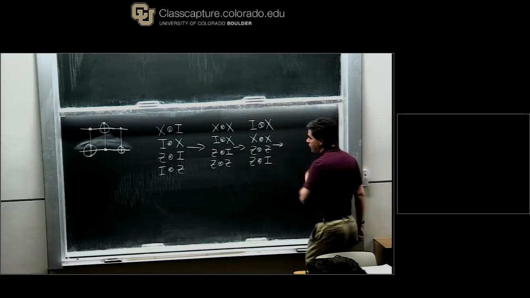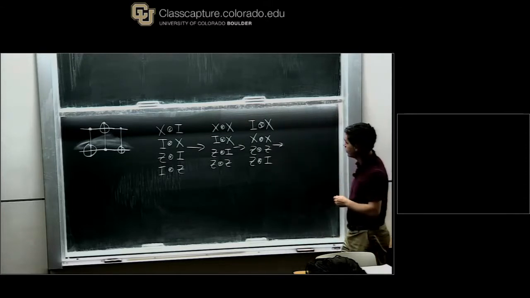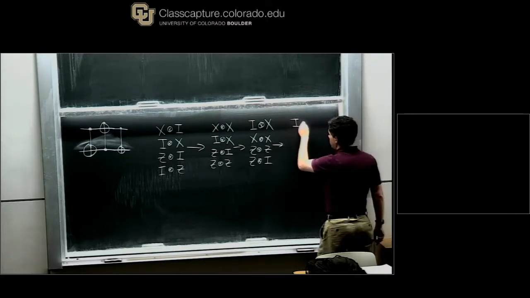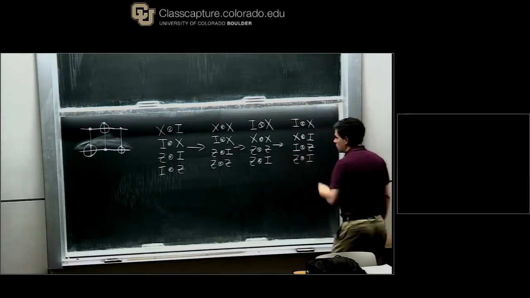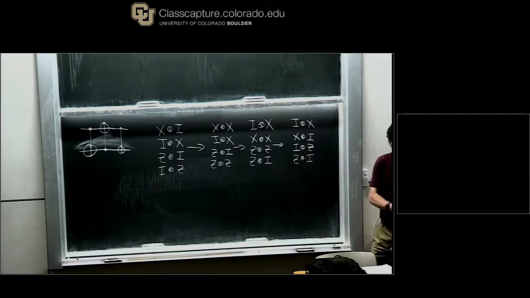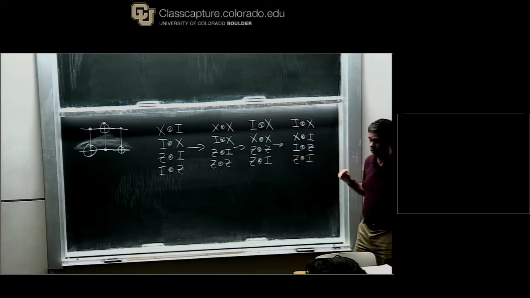And then the last CNOT we do from the first qubit to the second qubit again. So this is IX. This becomes XI. This becomes IZ. And this is ZI. Okay? So this is the map that this gate does.